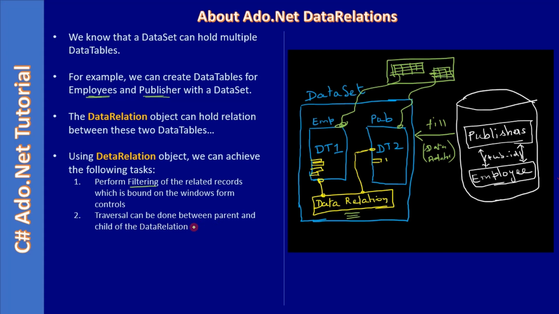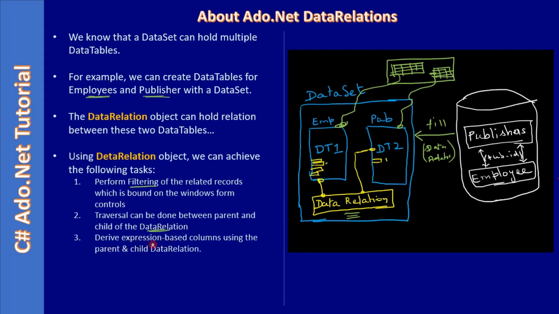Traversal can be done between parent and child of a data relation. So traversal, in the sense, suppose you have a record in the foreign key table, say for example, a record in the employee table, you can tell which specific publication this employee works for using the data relation. So both kinds of traversal are possible. From the publisher table, you can travel back to employee and pick all the employees. Or if you have an employee, you can navigate and tell that the employee works for this specific publication.